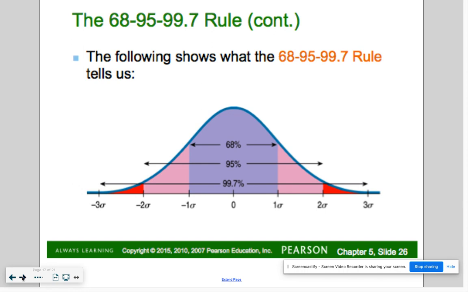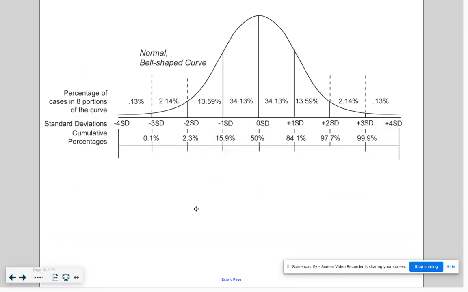I have another version of this. This is a different version. You can still see that in the middle here we have 68%, the 34 and the 34. If you added all these up, you get close to 95, right? And if you kept going, you'd get your 99.7, about. This one's a little more detailed than the other one.